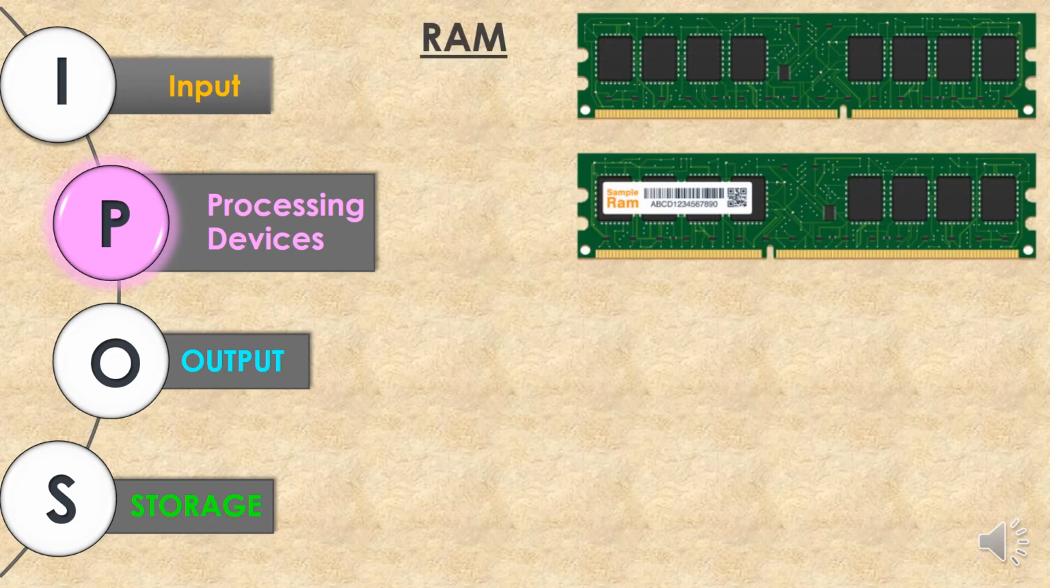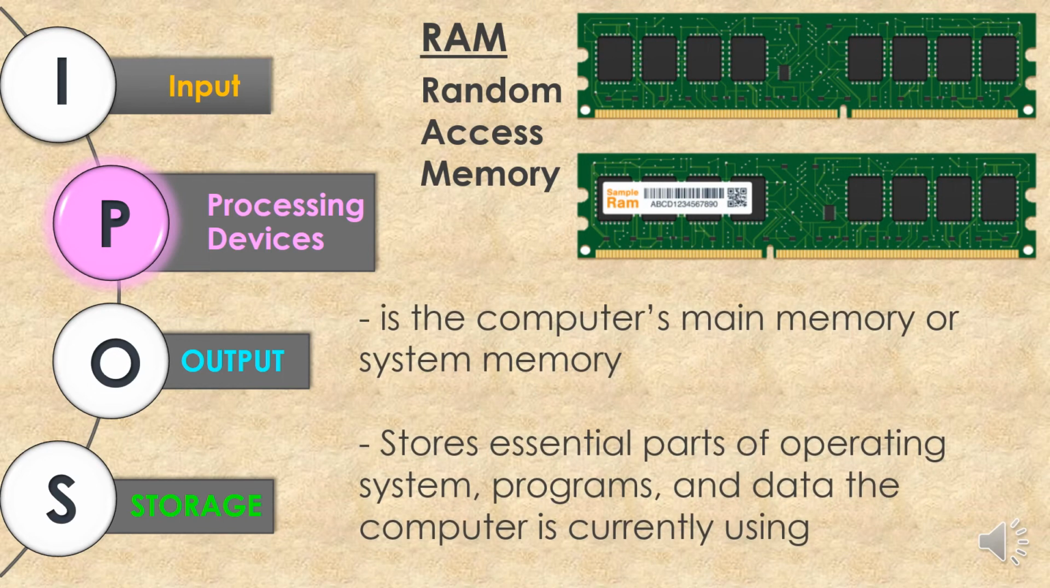Random access memory, also known as memory or RAM. It is the computer's main memory or system memory. RAM temporarily stores or remembers everything that is currently running on your device. Again, all programs that are currently running or that you're currently opening right now, just like the browser or Moodle app that you're using right now to watch this video.